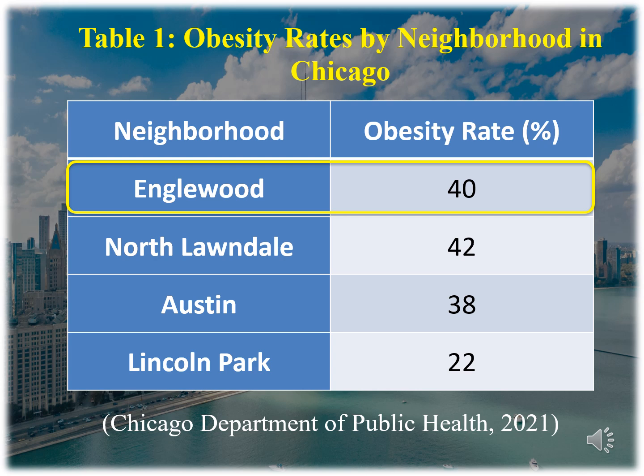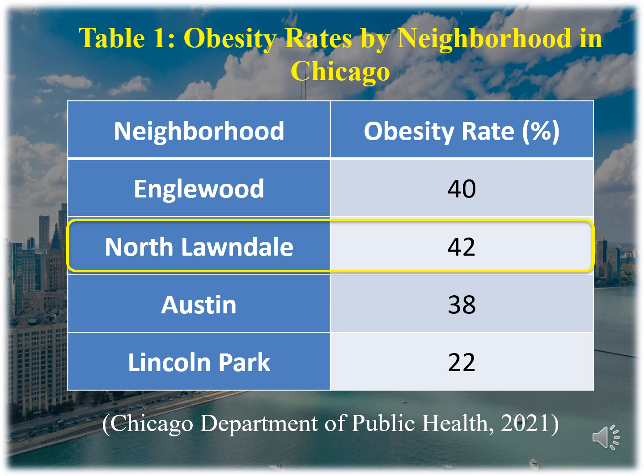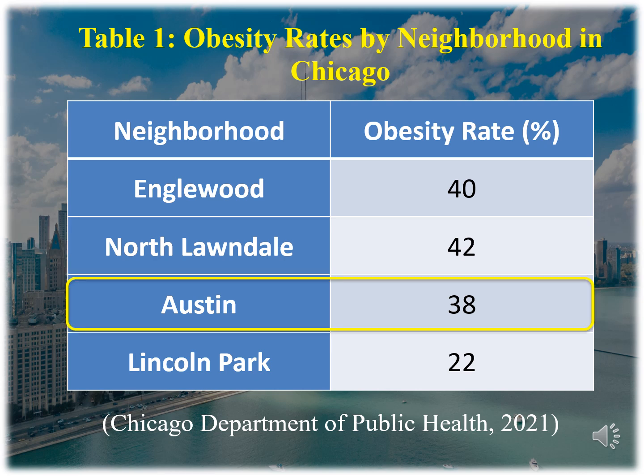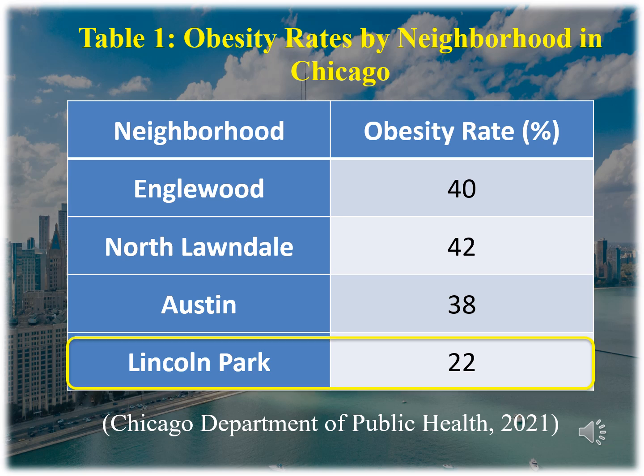Based on the Chicago Department of Public Health, 2021, obesity rates by neighborhood in Chicago are: Englewood is 40%. North Lawndale is 42%. Austin area is 38%. And Lincoln Park neighborhood is 22%.